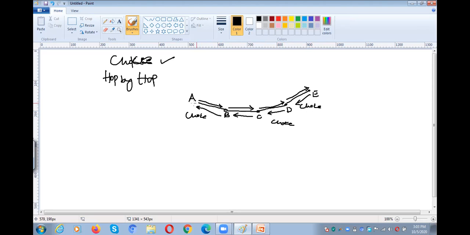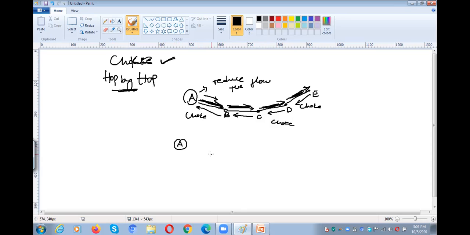Whenever the choke packet is received by A, at that time A will reduce the flow. Up to that point, A will continue with the same flow. This dark line, same flow. This is called the choke point. Whenever A receives the choke, at that time A will reduce the speed. That is about choke. What is hop by hop?